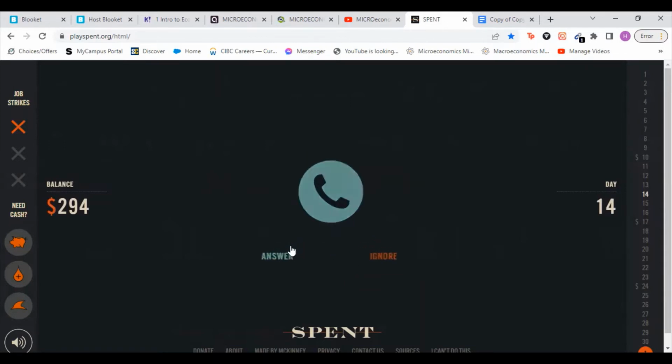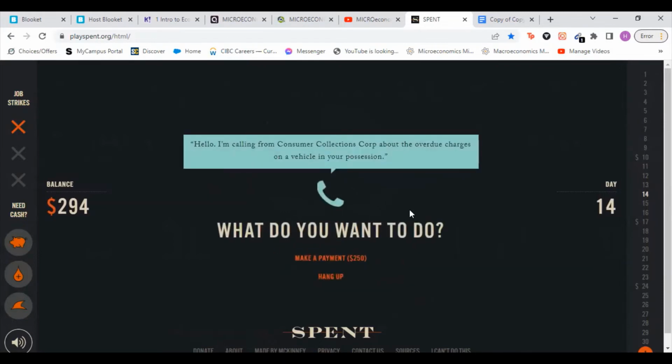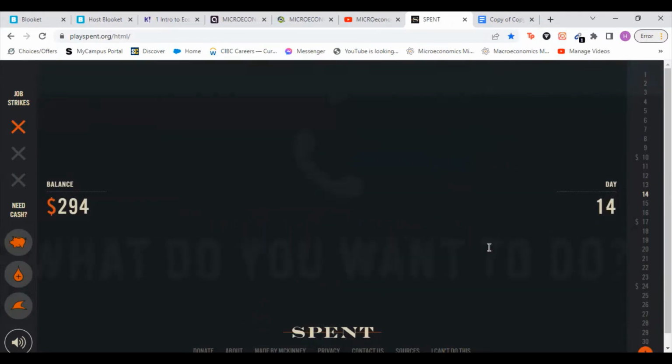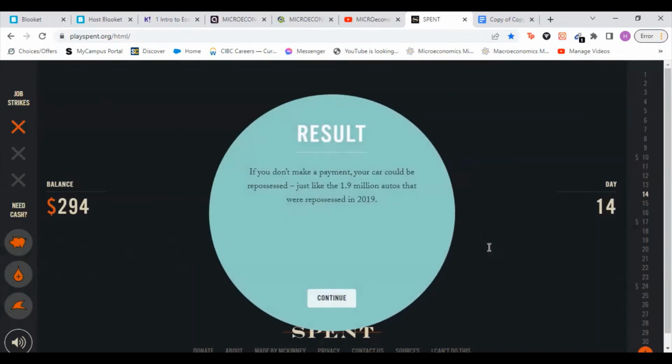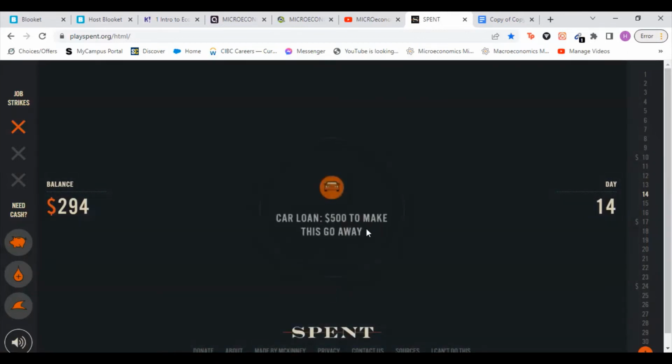When you're broke, you don't answer your phone. I'm calling from the Consumer Collections Corp about the overdue charges for a vehicle in your possession. What do you want to do? Hang up. If you don't make a payment, your car could be repossessed, just like the 1.9 million autos that were repossessed. Yeah, come get it.